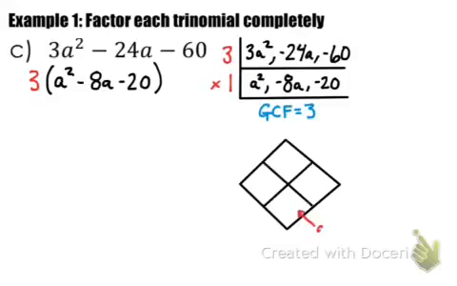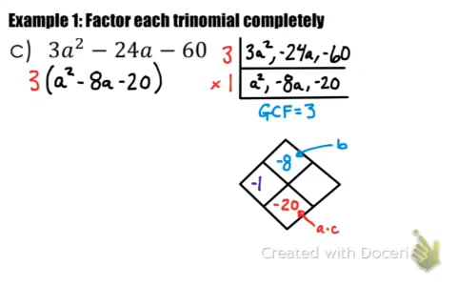Now, since the greatest common factor has been taken out, we're going to create our diamond. The bottom of the diamond is our product of a times c, which is negative 20. The top part of the diamond is just our b term, which is negative 8. Now we have to think of two numbers to put in our two remaining diamonds that multiply together to get negative 20, but add together to get negative 8.